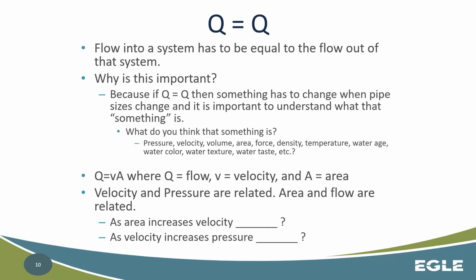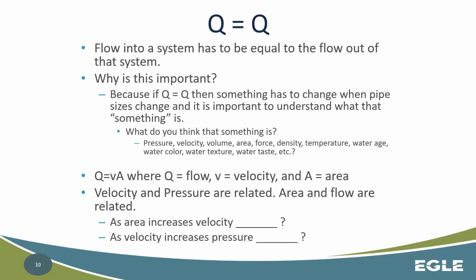So why is this important? It explains why we're able to have pressure in the system, and why we're able to understand the direction water is going to go in the system. It explains how we can design our distribution systems. We can understand why we're getting the pressure losses in a certain system. Essentially, if flow in is equal to flow out, then something has to be changing when pipe size changes, and it's important to understand what that is. So knowing this, we can predict what will happen when we have a change in pipe diameter or velocity.